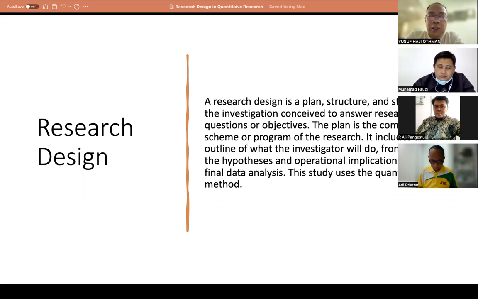What we do is define that construct according to the purpose of our research, and we can adapt and adopt the questionnaire items from previous researchers. So for PhD students, I would suggest that you adapt and adopt the questionnaire items from previous researchers.